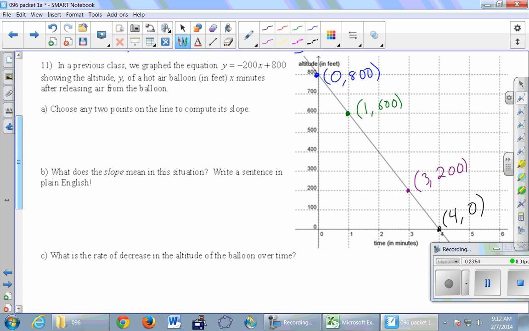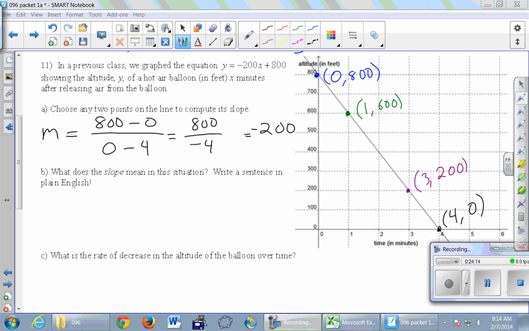So what I want you to do is pick 2 points on this line, not the same 2 points as your neighbors, and calculate the slope. So pick 2 points on the line, but don't use the same points. There are 4 to choose from. Pick any 2, so long as we're not all doing the same 2, and calculate the slope.